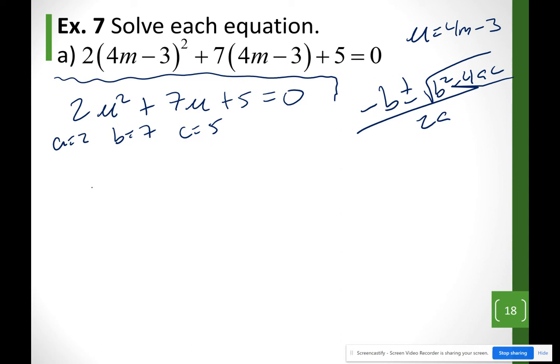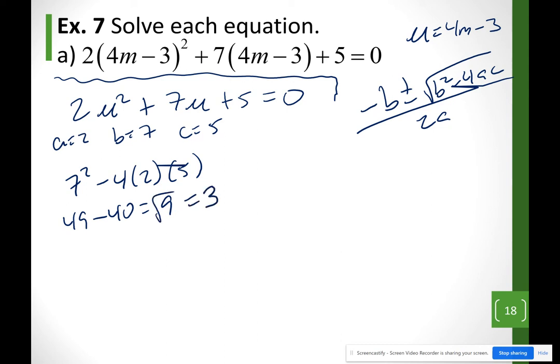Okay, so I had to do b squared minus 4 times 2 times 5. So I have 49 minus 40. The square root of 9 is 3. Okay. Now my quadratic formula, I have -7 plus or minus 3 all over 4. Remember, I'm solving for u at this moment.